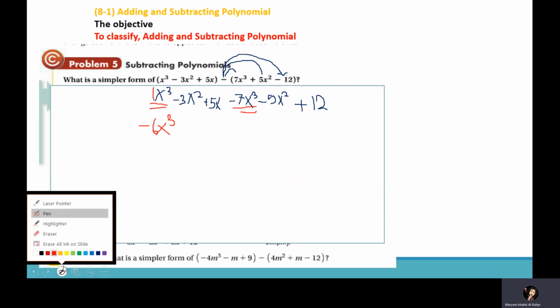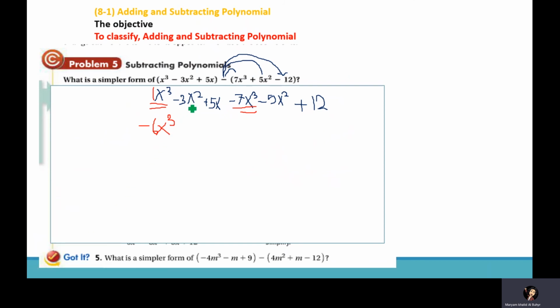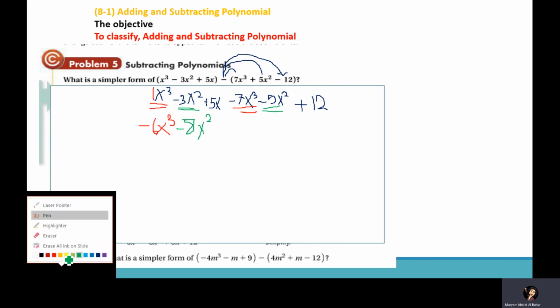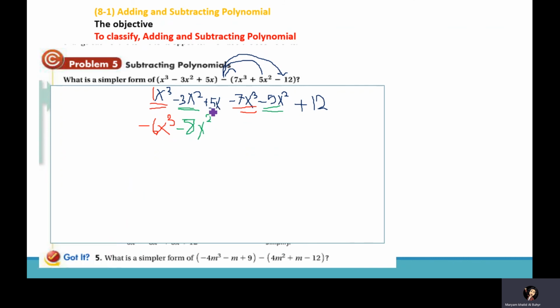Then let me change the color for you. So we have this term. Is there anything like this term? Yes, we have this term exactly the same. So negative 3 and negative 5, both of them negative. Negative 3 minus 5, which is negative 8x to the power 2. Next, is there anything to add with this one? No, I don't have anything to add here. There is nothing like this term. Just drop it.